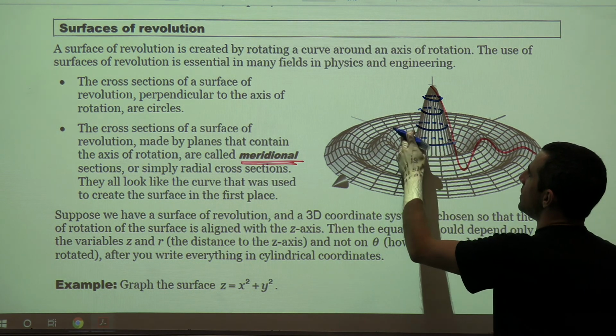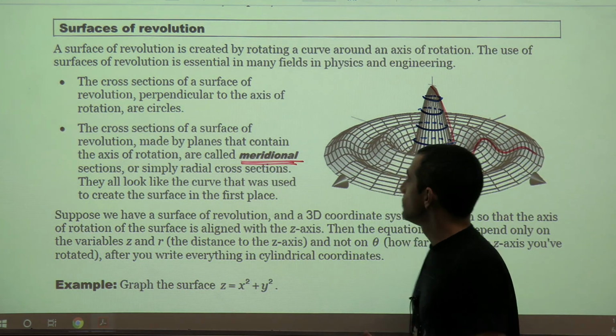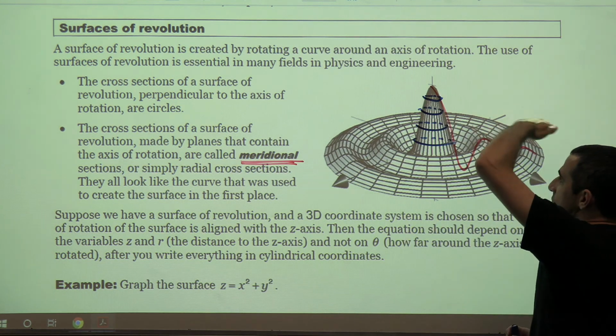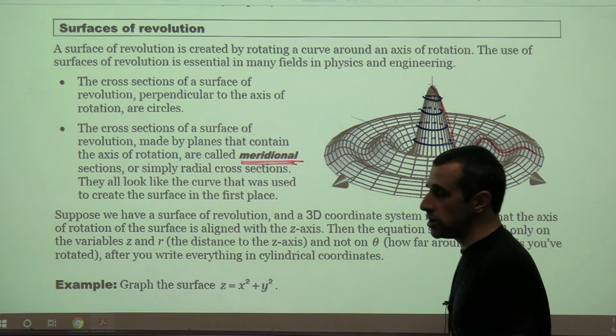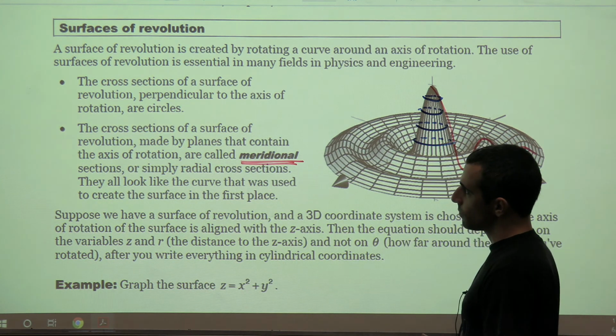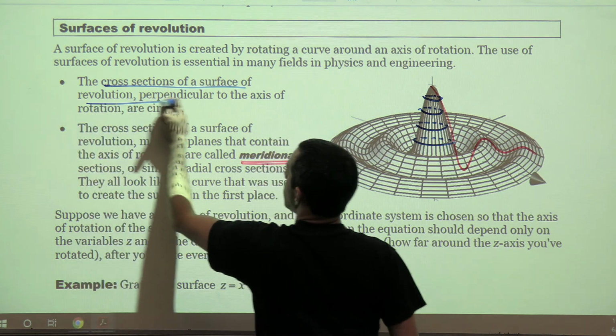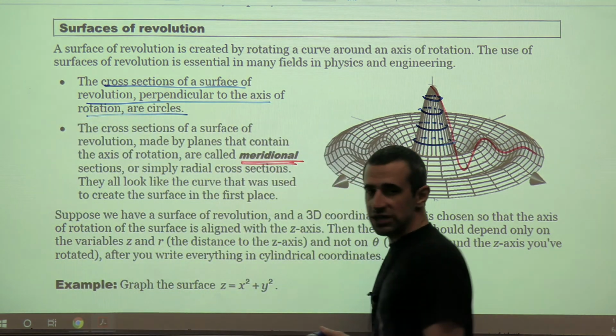And that's exactly the meaning of being rotationally symmetric about some sort of axis. If you draw cross-sections that are perpendicular to the axis of rotation, those cross-sections should all be circles. They should all be concentric circles. So those are the cross-sections of the surface that are perpendicular to the axis of rotation.